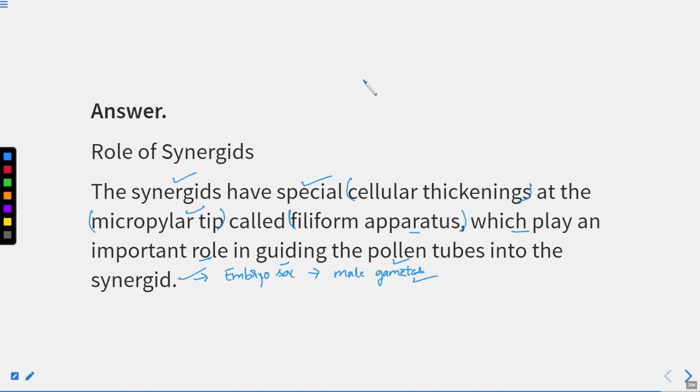So again, if we talk about synergid, first of all, you should say what is the role of synergid. It consists of filiform apparatus. And what is filiform apparatus? They are cellular thickenings at the micropylar tip of the synergid, which play an important role in guiding the pollen tube into the synergid. And after that, when the pollen tube enters into synergid and it reaches the embryo sac, the synergid degenerates later on.